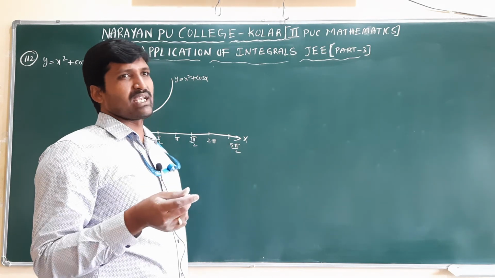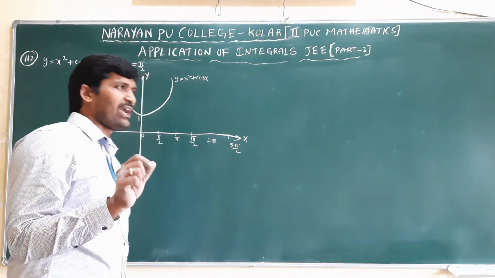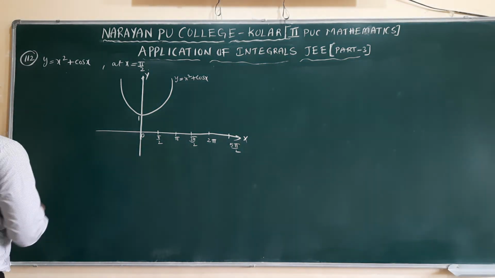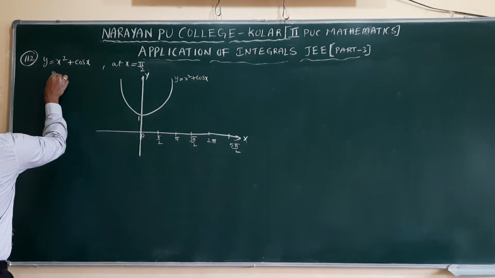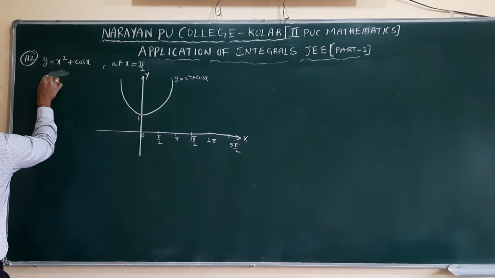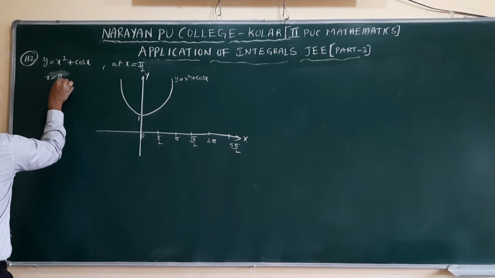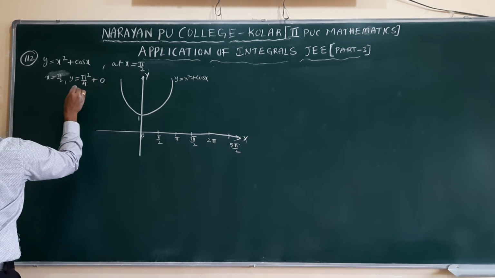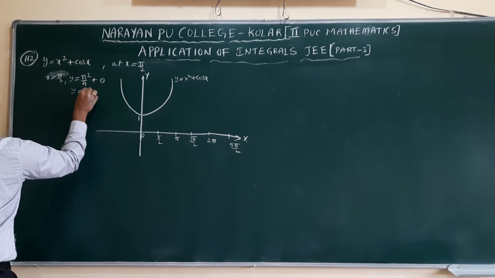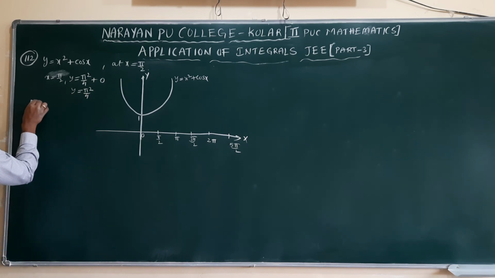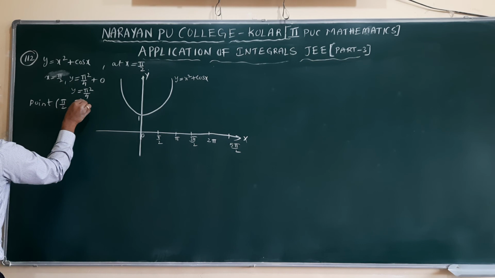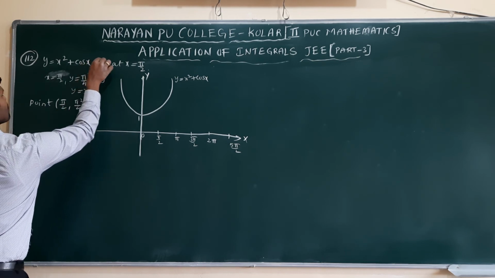That will come in the application of derivatives concept. How to find the equation of a tangent or normal for a curve? We need to differentiate. Now find the y value also. At x equal to pi by 2, y value is what? Here pi square by 4 plus cos pi by 2, which is 0. The point is clearly x value pi by 2, y value pi square by 4.